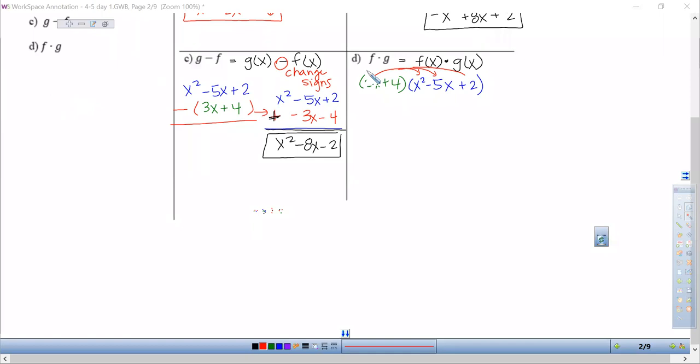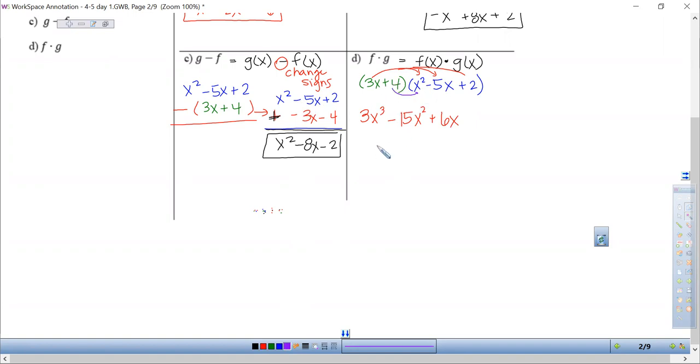So if I do that, 3x times x squared gives us 3x to the third power. Then 3x times negative 5x gives us negative 15x to the second power. And then 3x times 2 gives us plus 6x. We're going to do the same thing with the 4. We have to distribute the 4 to all three terms here.